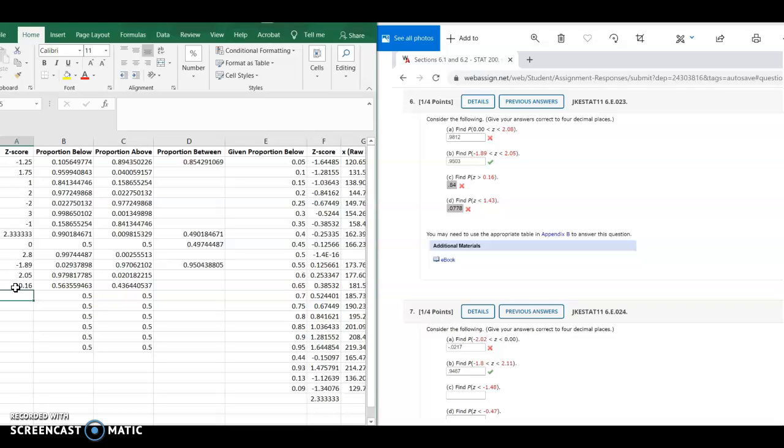And finally, in part D, we're looking for the proportion of observations that are less than a z-score of 1.43. So I'm going to enter 1.43 in for my z-score, and I want proportion below because of the less than, and that would be equivalent to 0.9236.